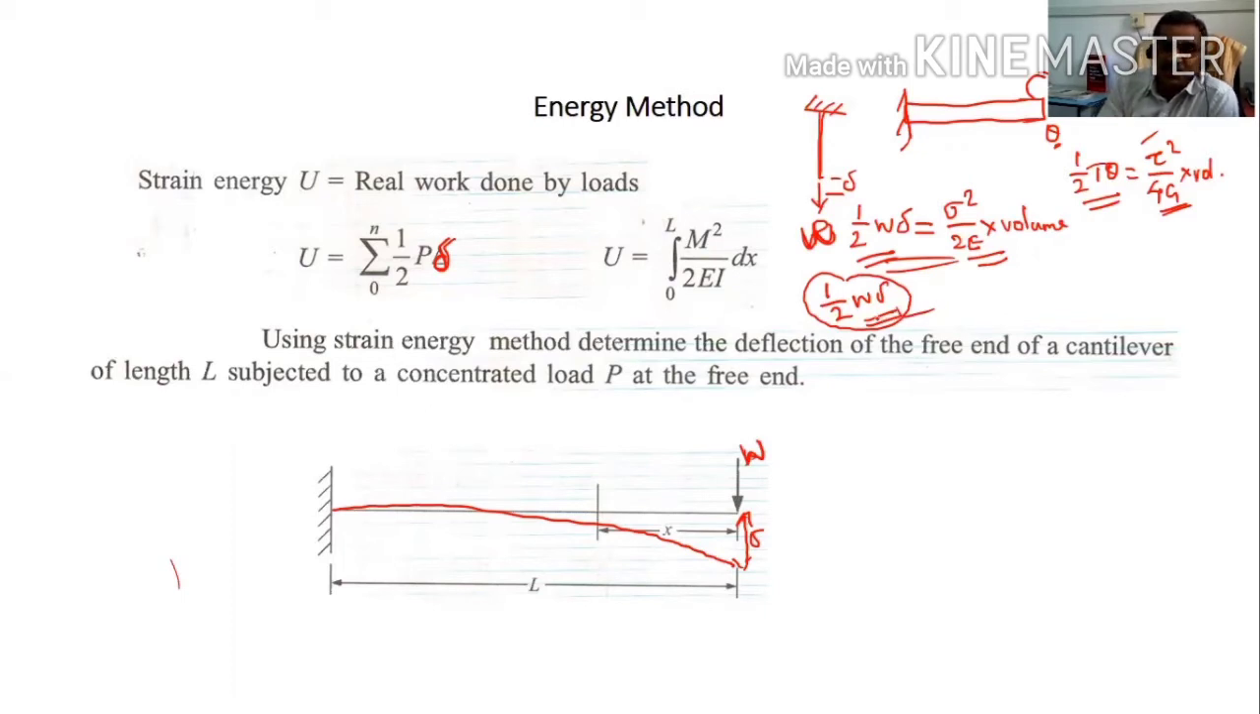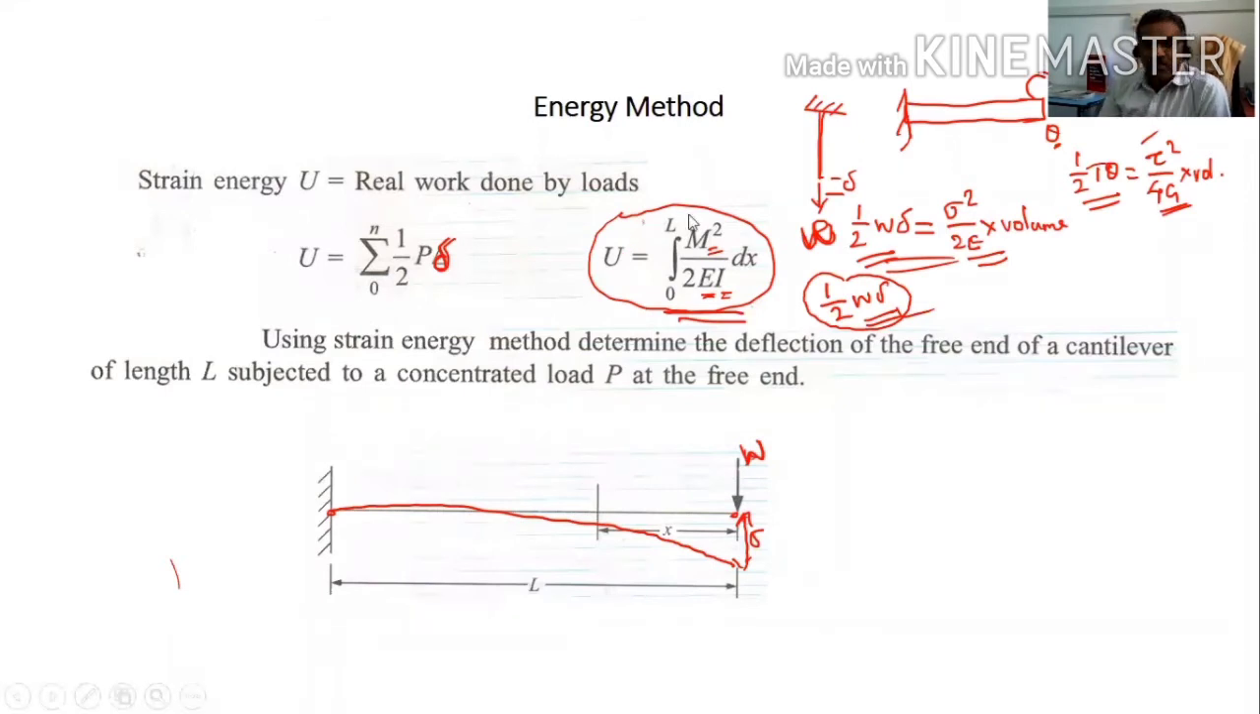Then what is the amount of energy stored? Strain energy stored. To calculate the strain energy stored, we have an equation. The length of the beam is L. Then integrate within the limit 0 to L, M square, where M is the moment. You have to write the moment in terms of x, divided by 2 into E I, where E is Young's modulus and I is the moment of inertia, into dx. By using this equation, you can find the energy stored.